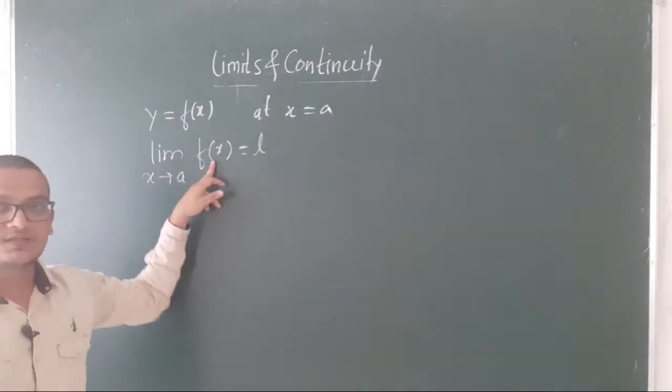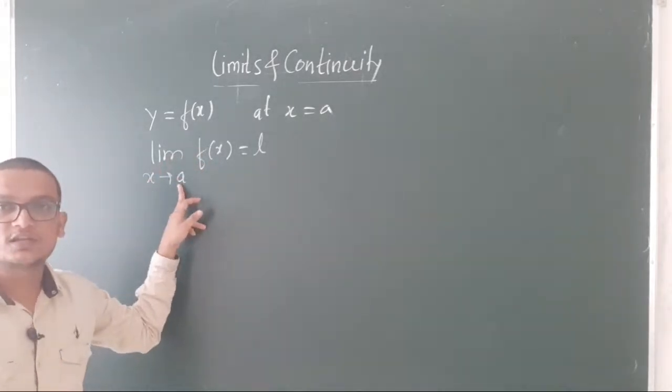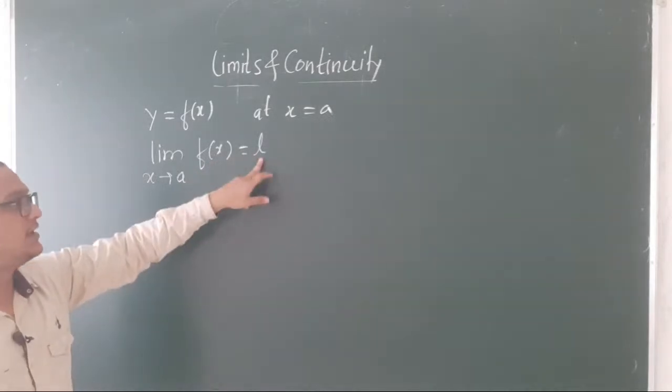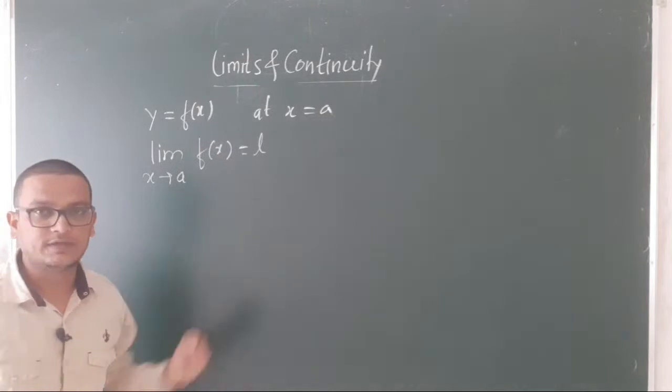Okay. So f of x is a function of x and this is x tending towards a. This is called as limit point. And here L is called as the value of the limit. Okay.